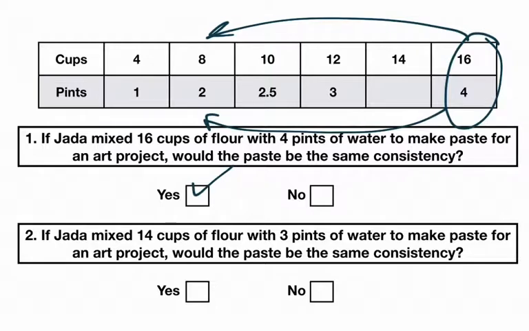Number 2 says, if Jada mixed 14 cups of flour with 3 pints of water to make the paste for the art project, would the paste be the same consistency? Well, check out 14 right here. We didn't finish it in the one we were putting together, and I did that on purpose. I wonder if you can write down what 14 is. I kind of want to see if you can do that on your own.